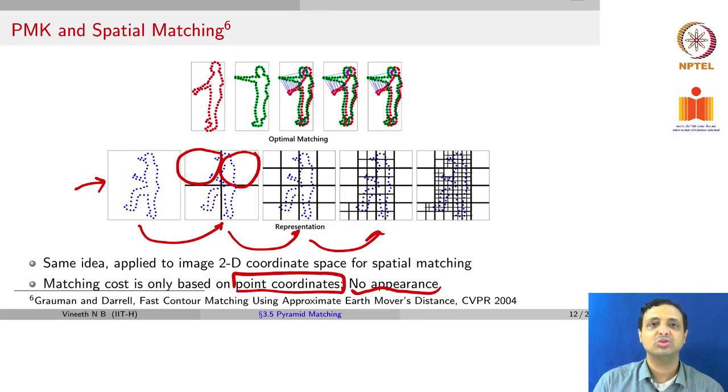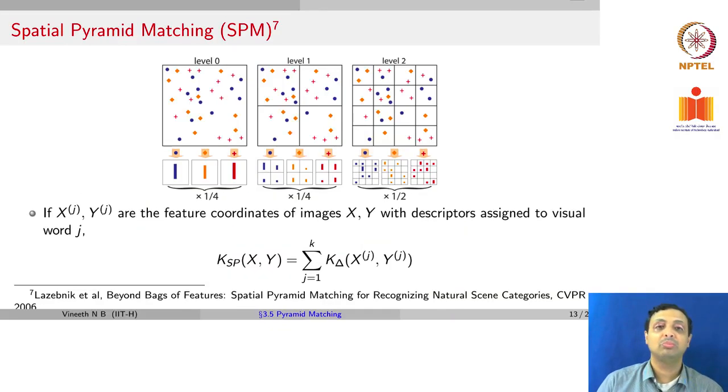So this can be used, but has its own limitations, because in this case, you're simply counting how many points fall in each bin in the spatial image space, dividing the image into parts, rather than taking the descriptor of the key point and doing the histogram in the descriptor space. So you're only considering coordinates here, or the geometry of the points in the image, rather than how each of those key points appears. You could also combine these ideas to perform what is known as spatial pyramid matching.